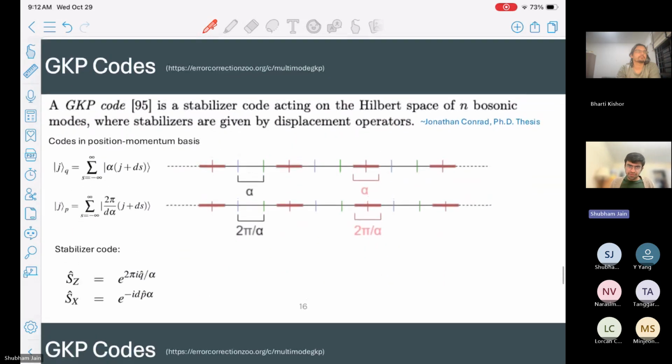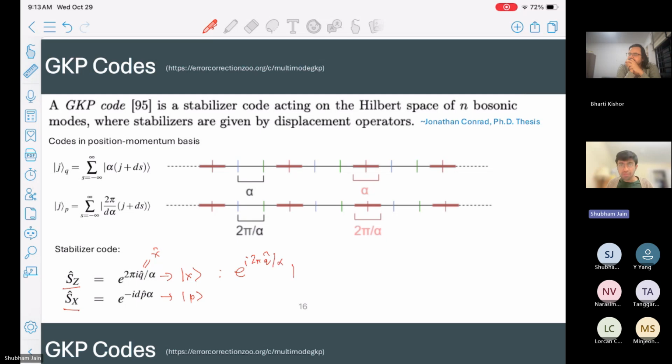Let's see the stabilizer structure of these codes. So these codes are stabilized by these operators, which are e to the 2 pi i q over alpha and e to the minus i d p over alpha. So these admit your momentum and position states as eigenstates. Q is actually just equal to x. Maybe I should have mentioned this. And these are eigenoperators for the momentum states. But more interestingly, these are also the displacement operators in these particular bases.